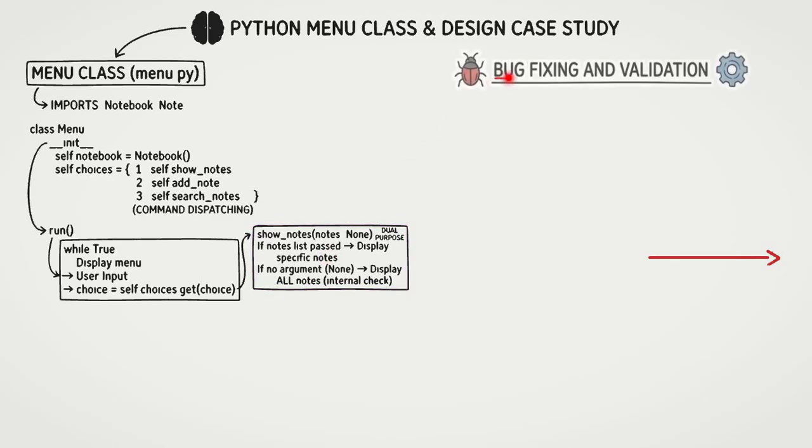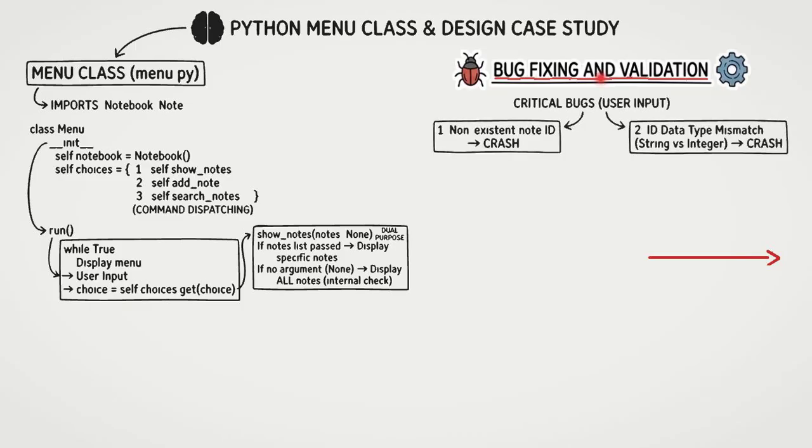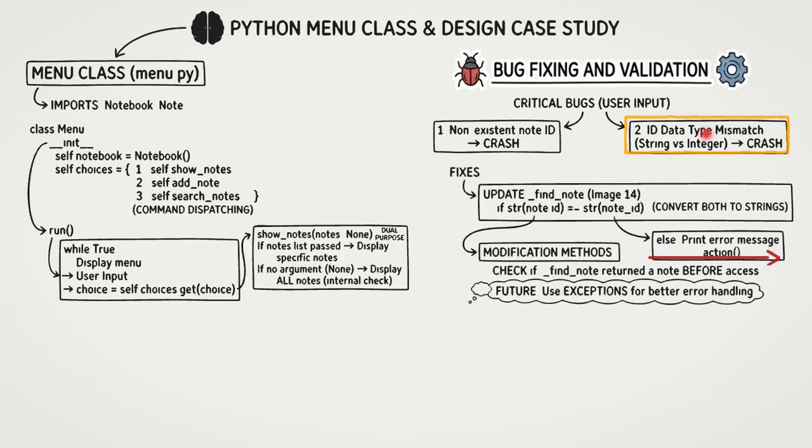Now let's talk about testing and bug fixing. When testing the full application, we discovered two critical bugs related to user input. First, the app crashes entirely if the user types a note ID that doesn't actually exist. Second, we get a data type mismatch crash. This happens because the user's input from the menu comes in as a string, but our underlying note object stores its ID as an integer.